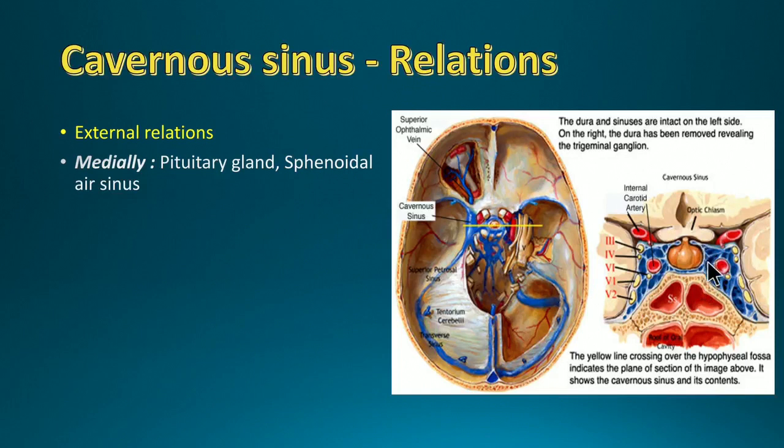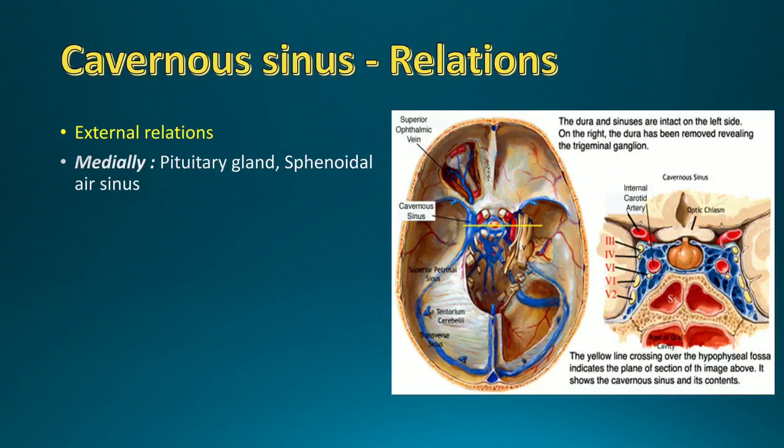It has a medial wall, then a roof and a lateral wall. The roof and lateral wall are formed by the meningeal layer, whereas the floor and the medial wall are formed by the endosteal layer. So these are the two layers of the dura, and internally it is divided into numerous interconnecting spaces. So for the medial relations, we have seen the pituitary gland and the sphenoidal air sinus.